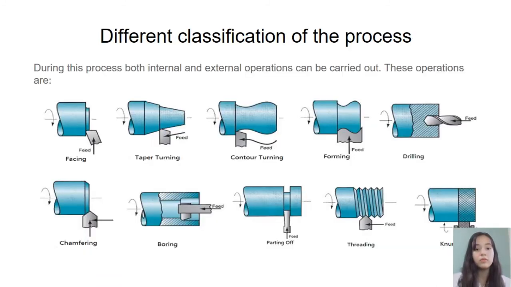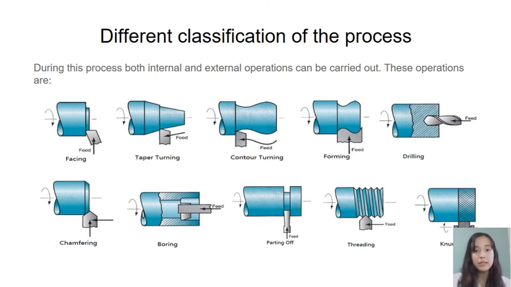Now let's move on to the different classification of the process. As you may have realized, a lathe machine consists of many different parts that go together. These lathe machine parts allow the equipment to perform a variety of operations on the workpiece to produce the desired part, like facing, turning, boring, taper turning, contour turning, parting off, forming, grooving, threading, and knurling.